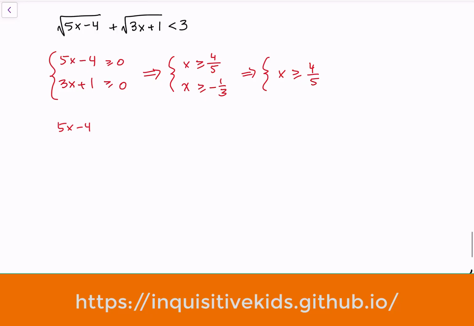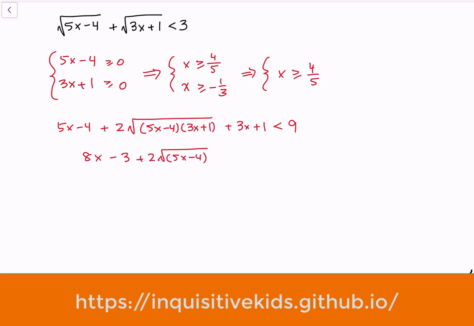5x minus 4 plus 2 times the square root of 5x minus 4 times 3x plus 1 plus 3x plus 1 must be less than 9. 8x minus 3 plus 2 times the square root of 5x minus 4 times 3x plus 1 is less than 9.